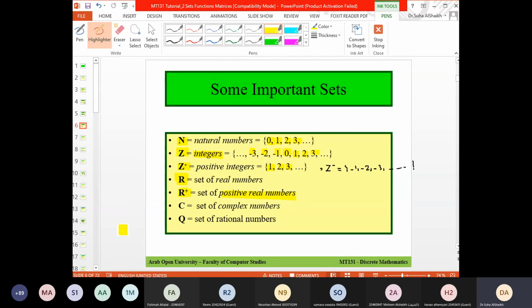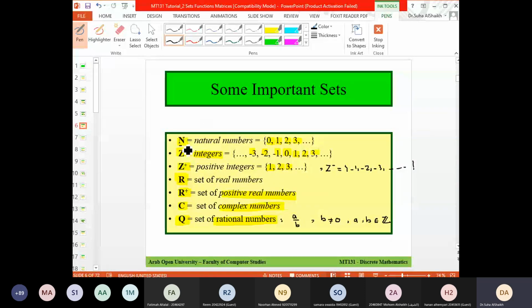positive real number. The C, of course, is the complex number. This is out of our scope. We're not discussing the complex number here. And we have the Q, which is the rational number, which is the fractions. It's anything of the form A over B such that this B should not equal 0 and A, B belong to Z, which means they are integers. A, B are integers and the B does not equal 0. Okay?